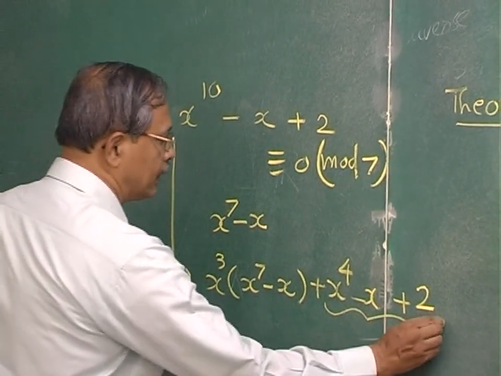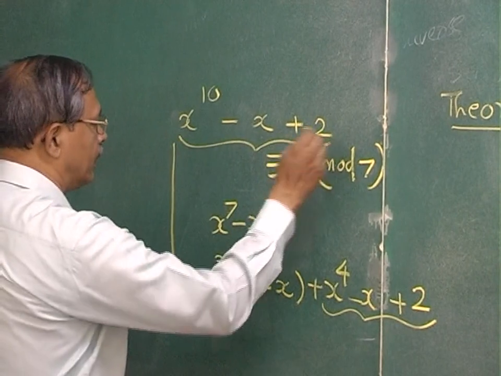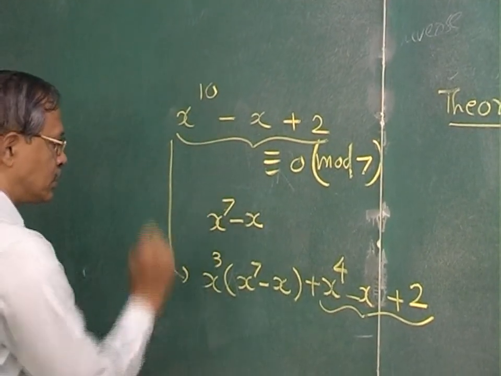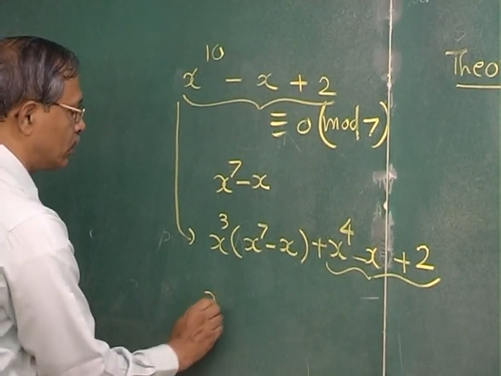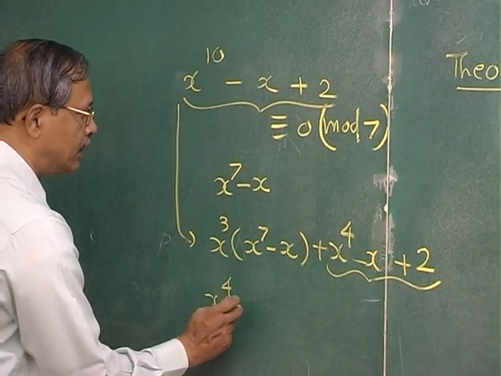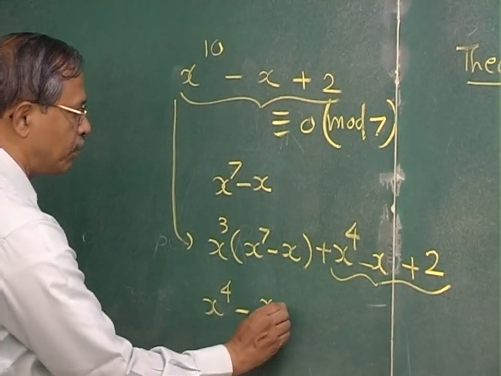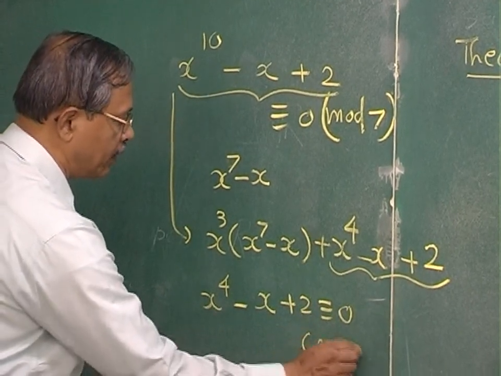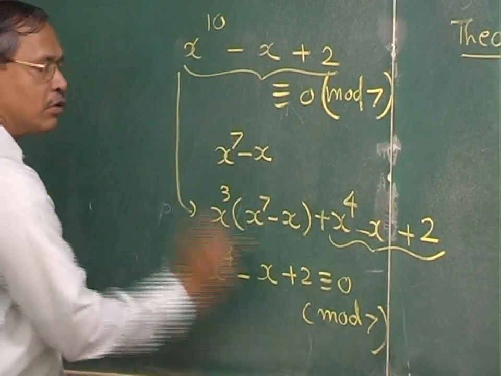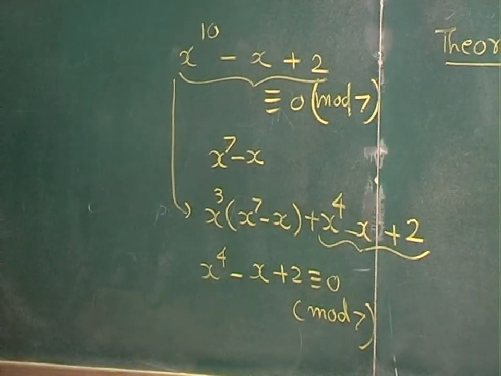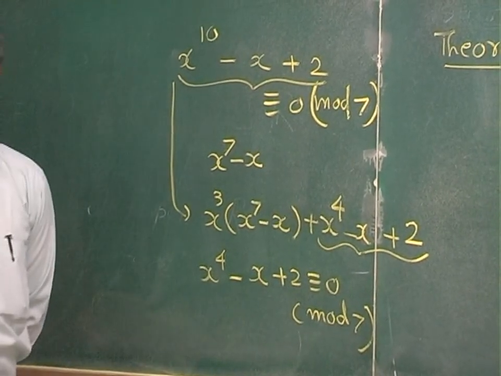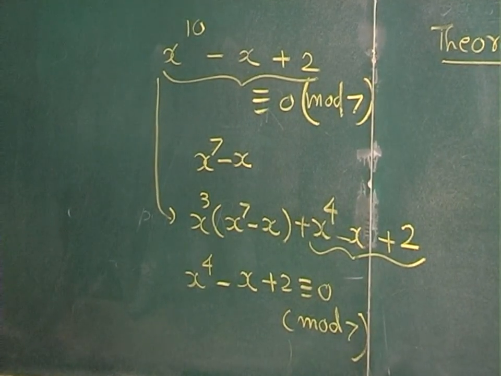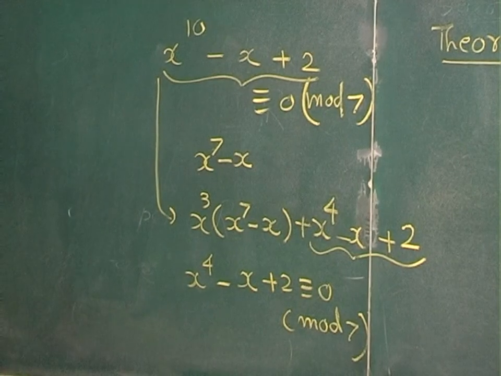And then this polynomial and the original polynomial, they have the same solutions. So the congruence is equivalent to a congruence of smaller degree, smaller than 7, namely x raised to 4 minus x plus 2 congruent to 0 mod 7. Any solution of this will be a solution of this. So the method is that you use the polynomial x raised to p minus x, which is satisfied by every integer.